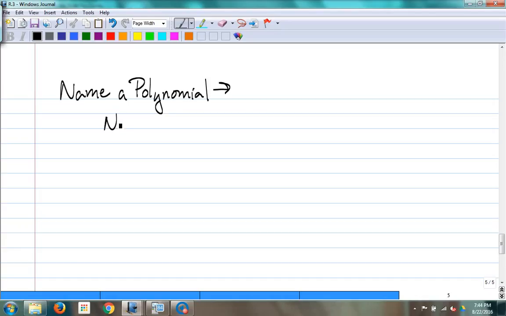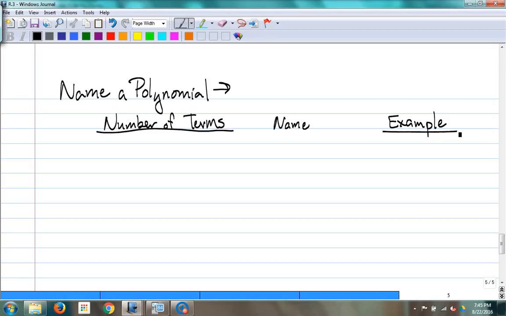So, little chart here. Number of terms. Terms are separated by what again? What were terms separated by when we were talking about degree? Adding and subtracting. That's what separates them. So when we count terms, we're counting how many pieces are separated by addition and subtraction. And then we'll do an example. So number of terms, the name that it goes by, and an example of that. So if there's 1 term, the prefix that means 1 is MONO.